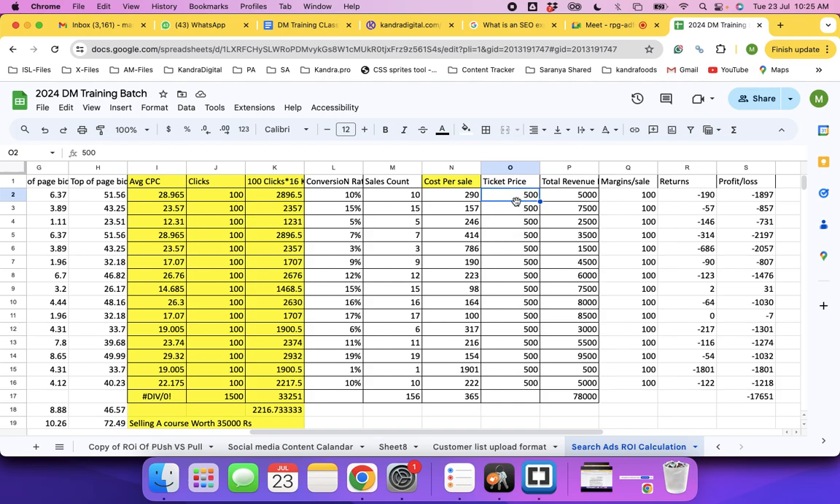Average ticket price. Forget about the price of the product. Average ticket price: how much are they spending when they are coming to your website? Somebody spends 1000, somebody spends 500, somebody spends 700. On average, let's assume they're all spending 500. Is this clear up to here?